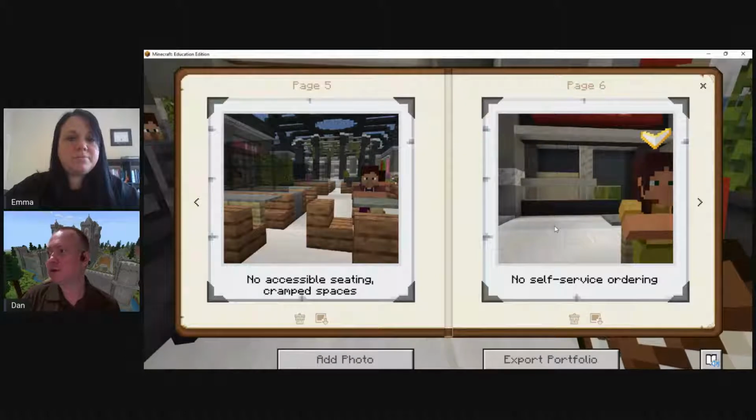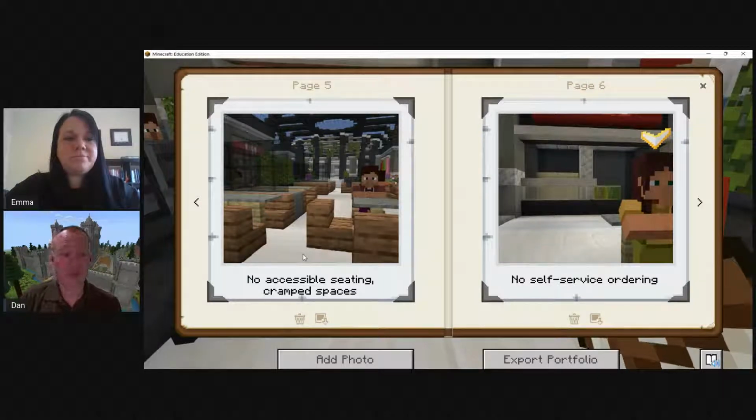So, no self-service ordering. This NPC had issues where they wanted to just order from a computer, and there was no such option there. And we're starting to see that a lot more these days. And I also noticed in the food court area, there are no accessible seating areas. It's all cramped spaces. Everything's just jammed in. And certainly I've noticed that with a lot of food courts that I've gone into over the years. They're not designed as open spaces. They're designed to pack as many people into a small space as possible. So there's a lot of issues with that.